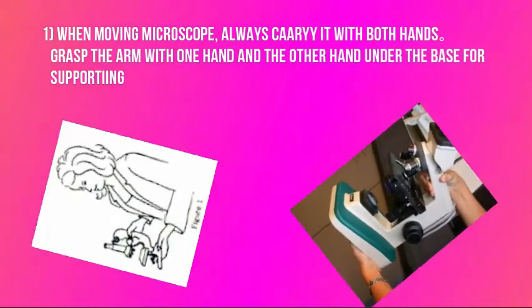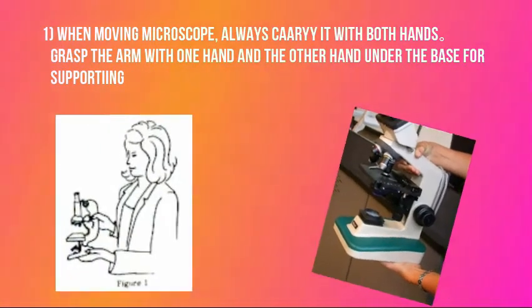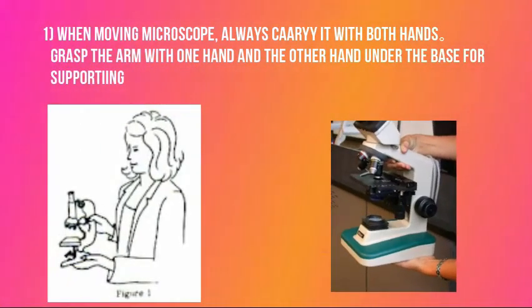When handling a microscope, there are a lot of meticulous details that need to be taken care of, since the microscope is a very sensitive object. So first, when you're moving your microscope, always carry it with both hands. Grasp the arm with one hand and place the other hand under the base for support.